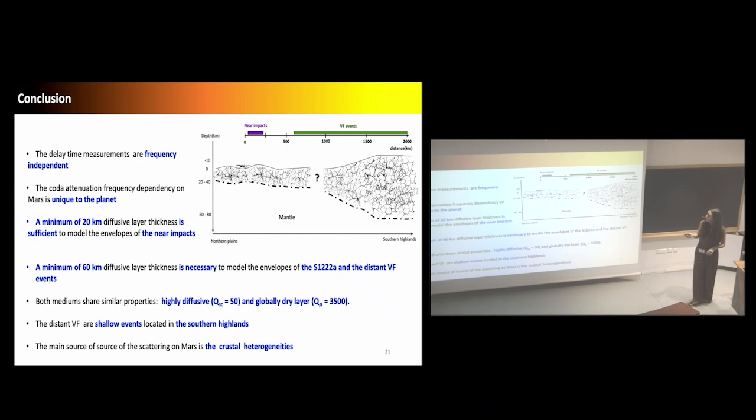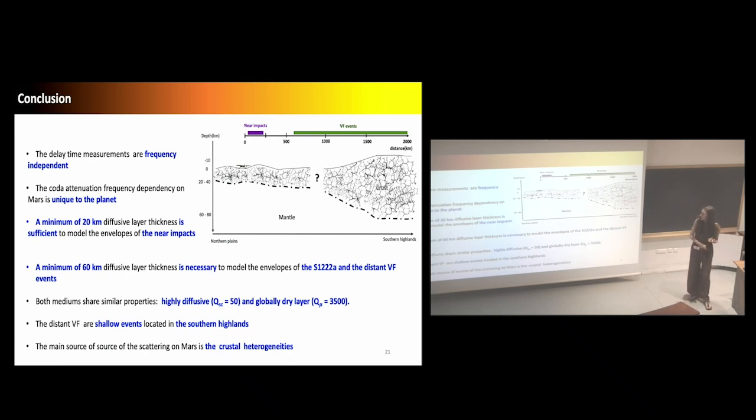And so to conclude, this is just a reminder of all that we saw with the study. We still have main questions. For example, the fact that the delay time is very independent of the frequencies is still something I think we have to work on. What we also observed is that for the near impact, we suggest that the thickness near the landing site of the diffusive layer is between 20 and 40. When we go to higher distance, it has to be extended to at least 60 kilometers.